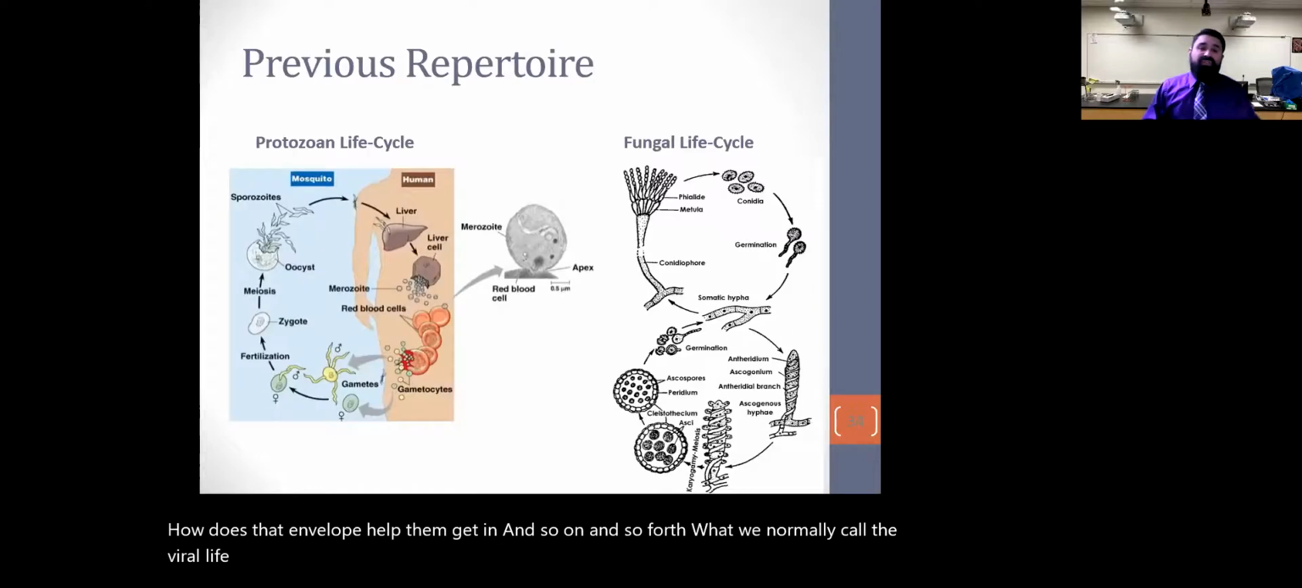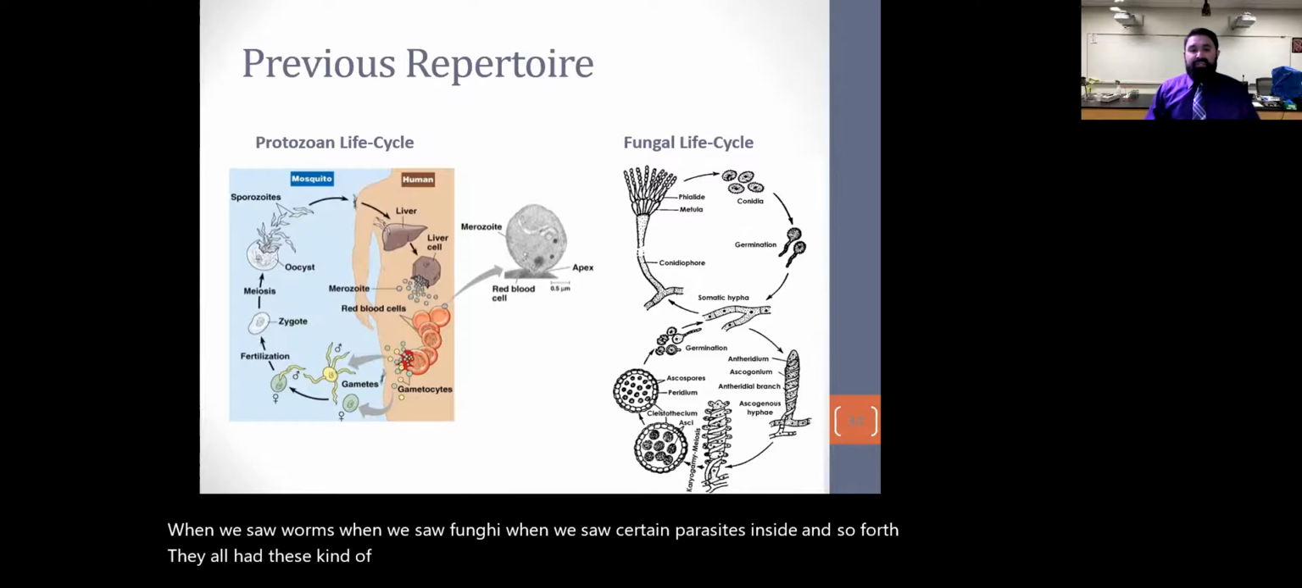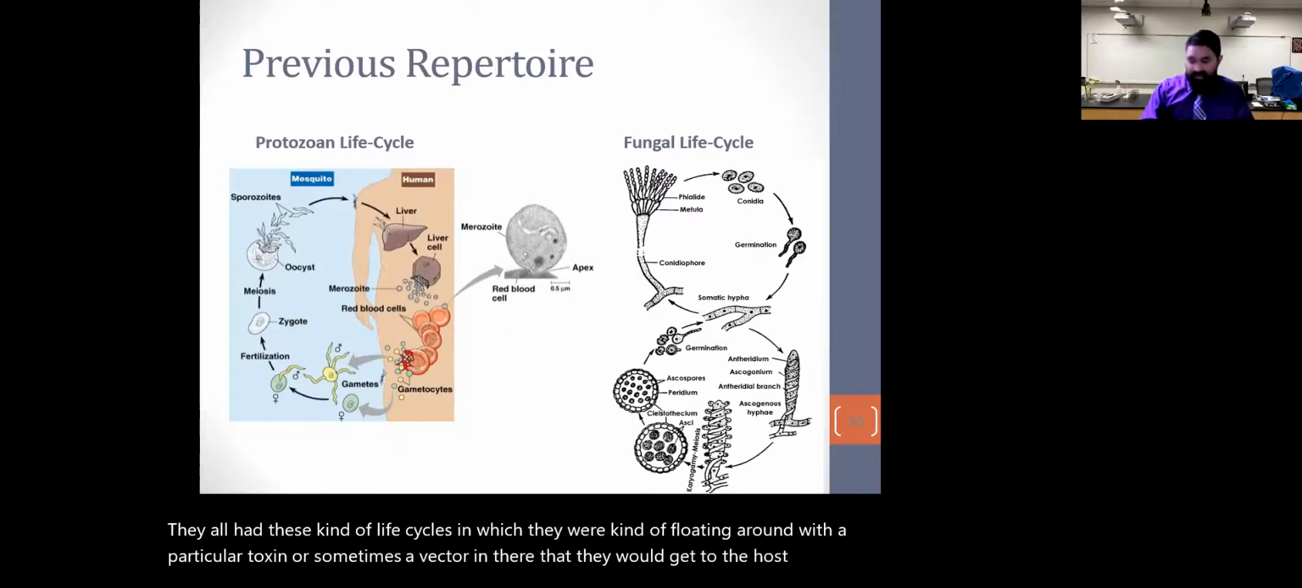Now, for the previous topic F that we've been talking about, when we saw worms, when we saw fungi, when we saw certain parasites and so on and so forth, they all had these kind of life cycles in which they were floating around with a particular toxin or sometimes a vector in there that they would get to the host, infect it. That's where they would go from baby to adult.